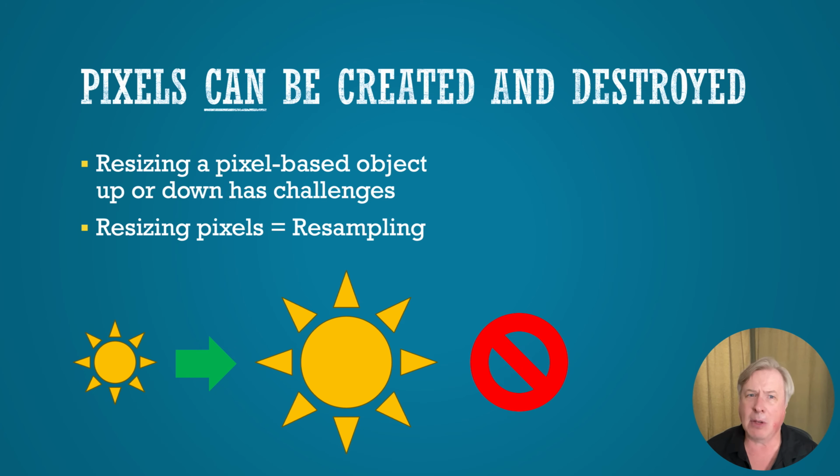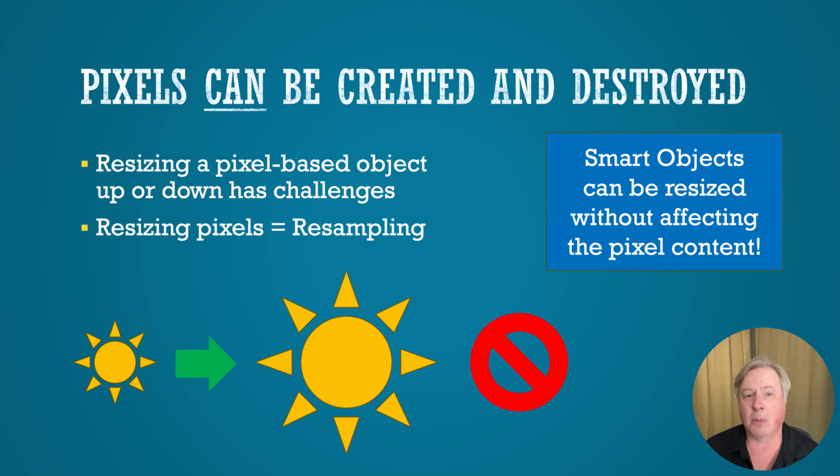And any time you scale or even rotate a pixel-based object, you are getting a new set of pixels at the end. This has been a gotcha for a long time when using Photoshop and other pixel editors, so it's no wonder that Adobe would try to find a solution. And in 2005, they did. It's called Smart Objects. Smart Objects can be resized without affecting the pixel content.